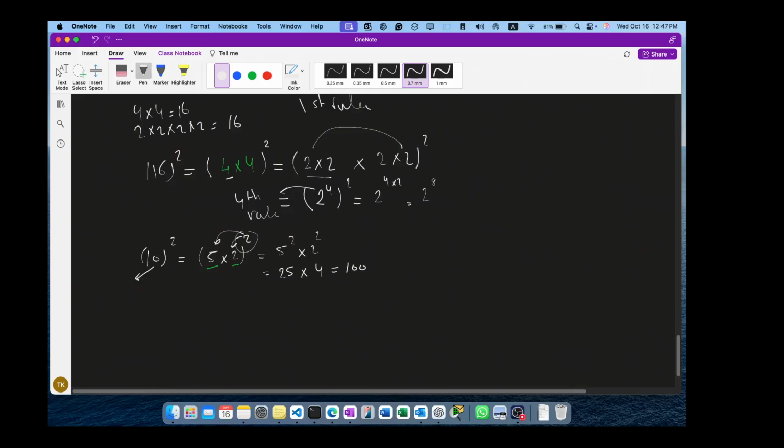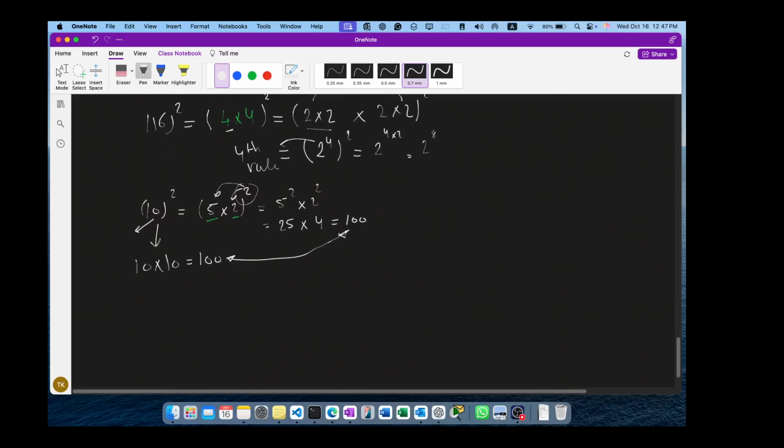But now let's see what the answer is here. 10 power 2 equals 10 times 10. Now, look, what do you notice here? The same answer. We are just following the rules.